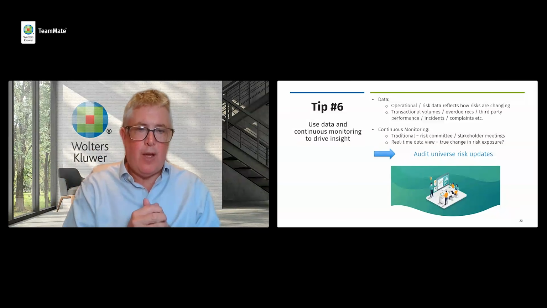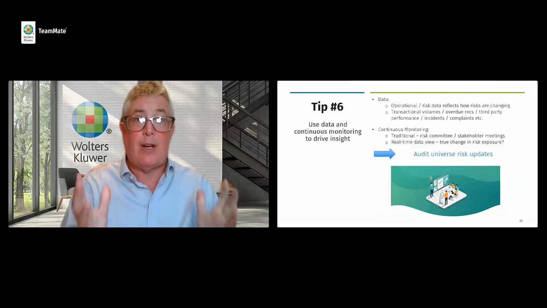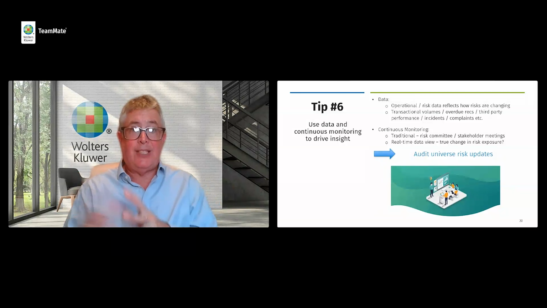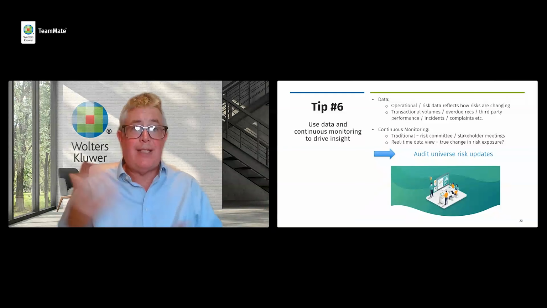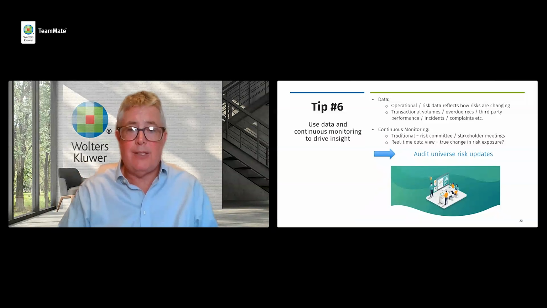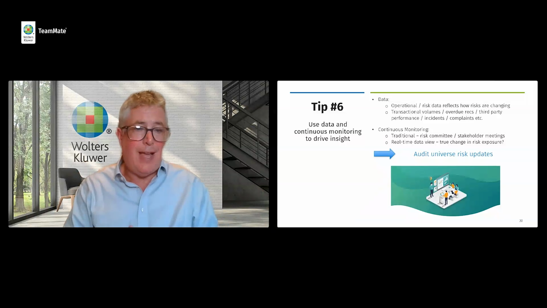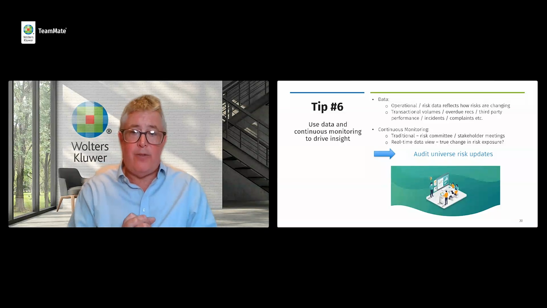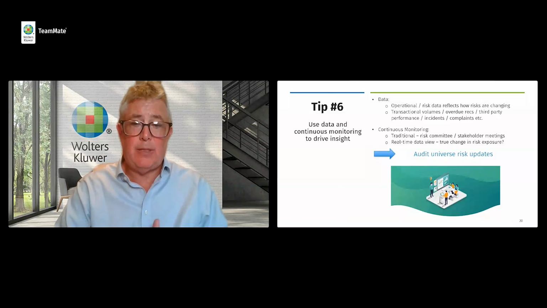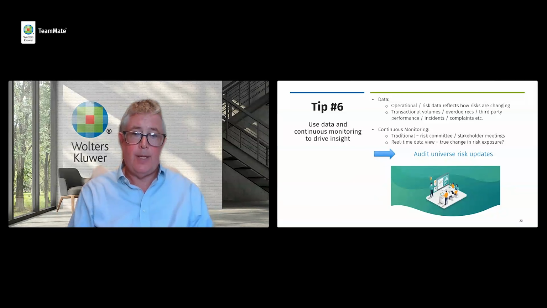Now, examples of useful data include perhaps transactional volume data, exception rates or errors in key processes, system access changes, privileged user activity changes, overdue reconciliations, manual journal entry trends, third-party performance and concentration metrics. Customer complaints data is really helpful. Incidents, I've talked about incidents and loss data. IT data such as patching delays or system downtime.